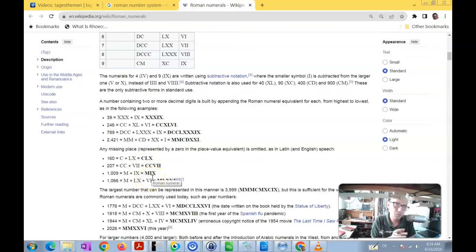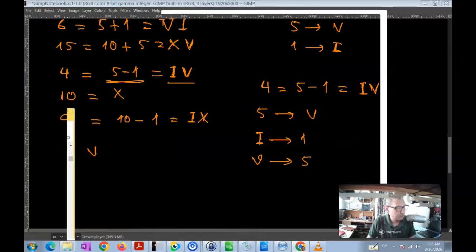Which means that, as I mentioned before, in this system you start from the left with the symbol of the greatest value, and then gradually the next symbols that you write will have less and less value until you get to the end of the number, right? Meaning that the symbol that you write on the left hand side will have the greatest value among all the symbols, and then the value is going to gradually decrease until you get to the end of the number.